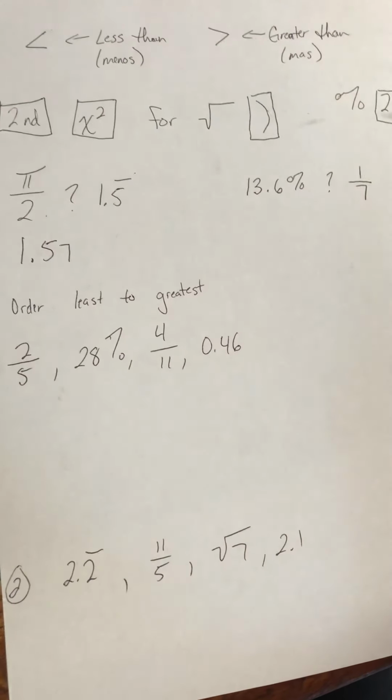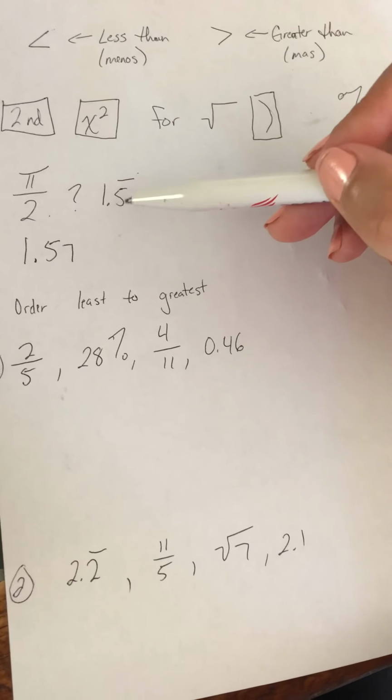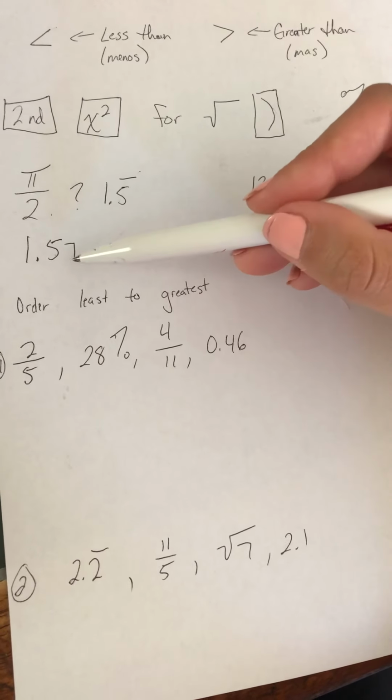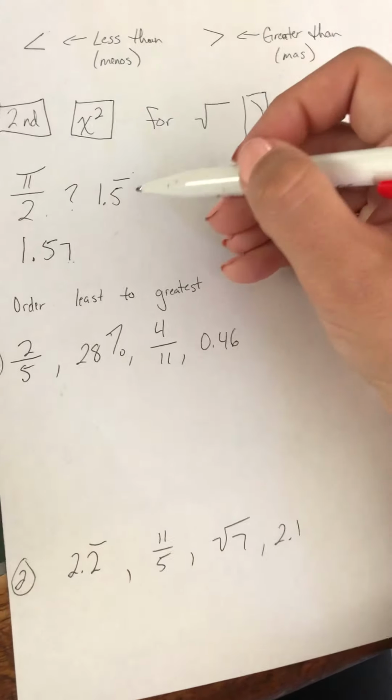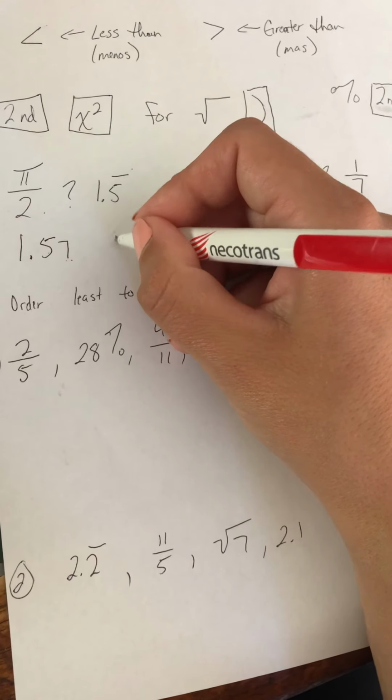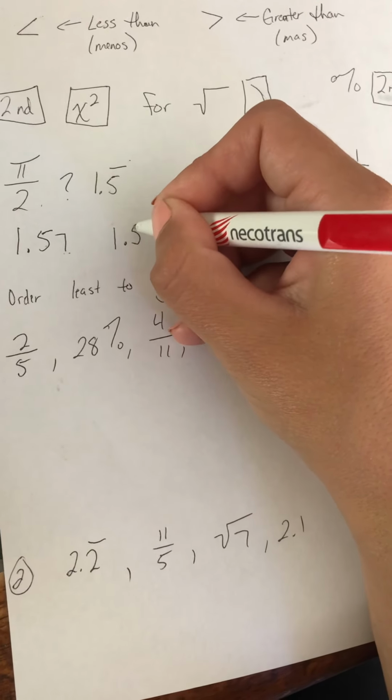Okay. This right here means 1.5 repeating. So the 5 goes on all the time for infinity. Since this has 2 numbers after the decimal, we're just going to make this have 2 numbers after the decimal. So 1.55.